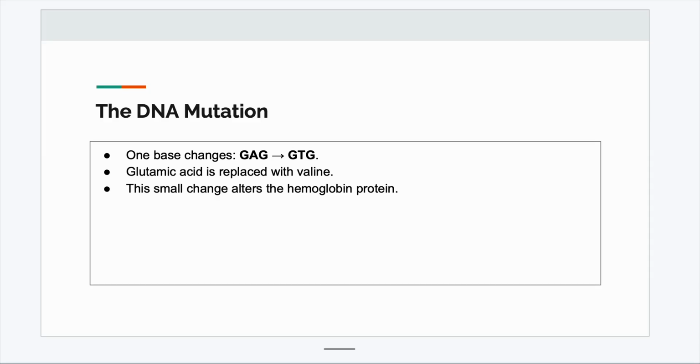The DNA mutation. The entire disorder comes from a single base change in the HBB gene. Normally, the DNA codon is GAG, which codes for the amino acid glutamic acid. In sickle cell disease, that codon becomes GTG, which codes for valine instead. It's amazing how one small letter change in the DNA can completely change the shape and function of a protein and eventually affect someone's entire life.